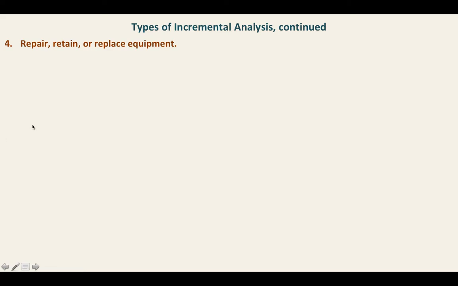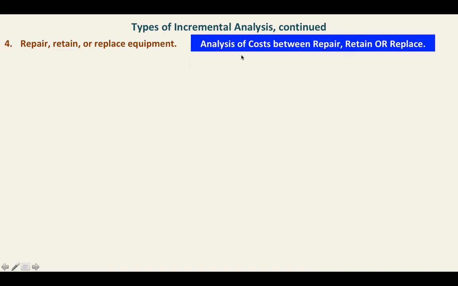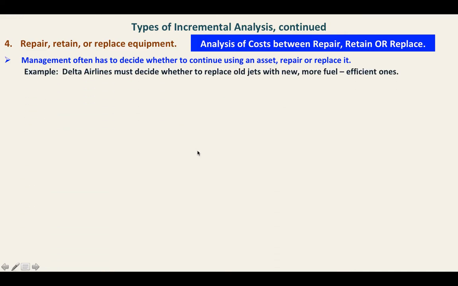Next is repair, retain, or replace equipment. In this, you are going to perform an incremental analysis of cost between repair, retain, or replace the equipment. Management often has to decide whether to continue using an asset, repair it, or replace it. Example, Delta Airlines must decide whether to replace old jets with new, more fuel efficient ones.